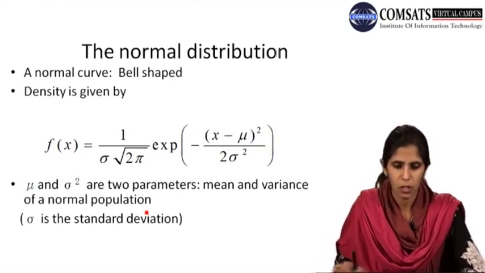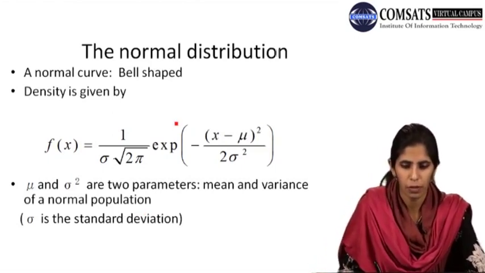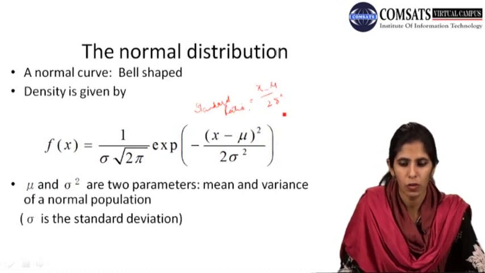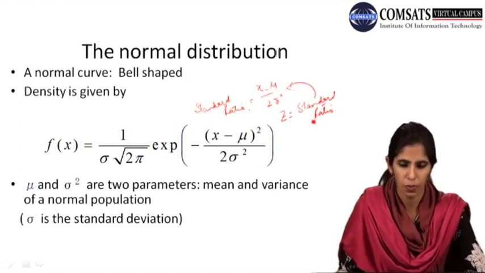Here the ratio we see in the exponent, which is x minus mu over 2 sigma square, this is actually the standard ratio. We also consider it the standard ratio. And whenever we measure the normal distribution through z, there we use the standard ratio. Our standard ratio is equivalent to x minus mu over 2 sigma square.